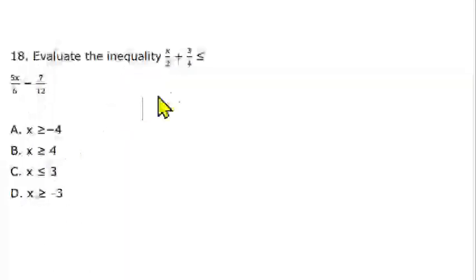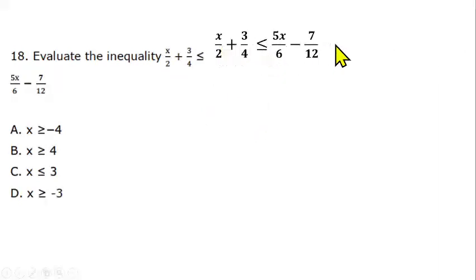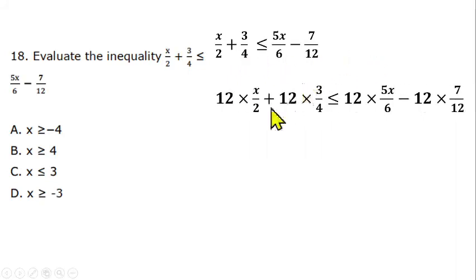So question number 18 is also from inequalities. So we are given these inequalities to solve. We can find the LCM of the denominators, which is 12. So we can multiply through by the denominators. So we'll be having 12 times this plus 12 times this less than or equal to 12 times this minus 12 times this as well.